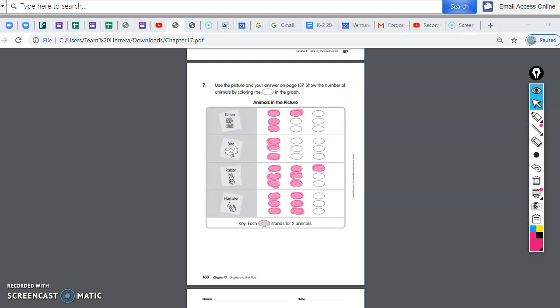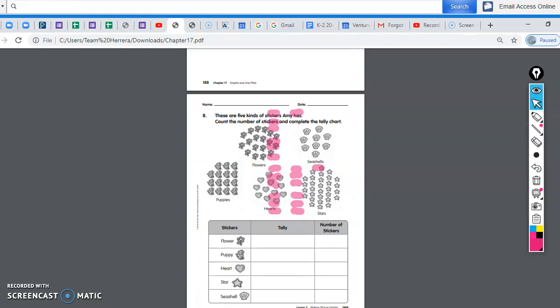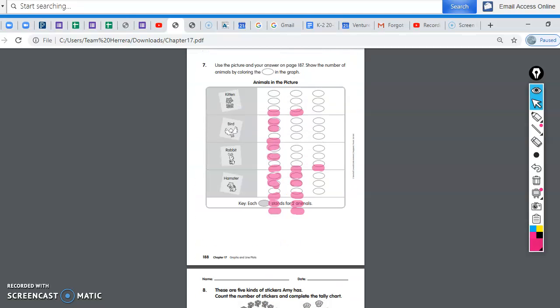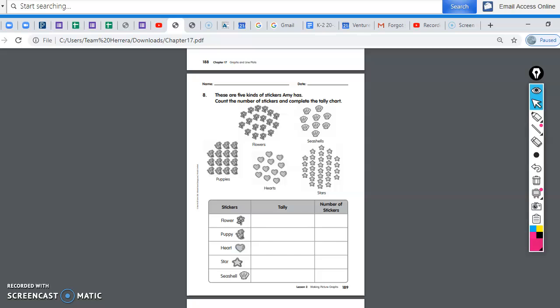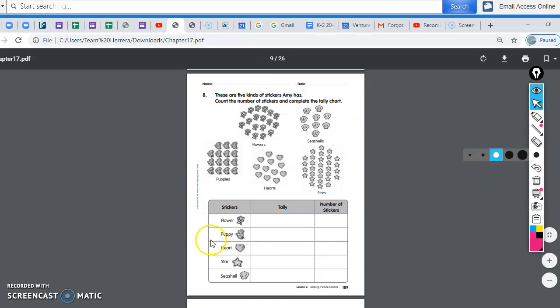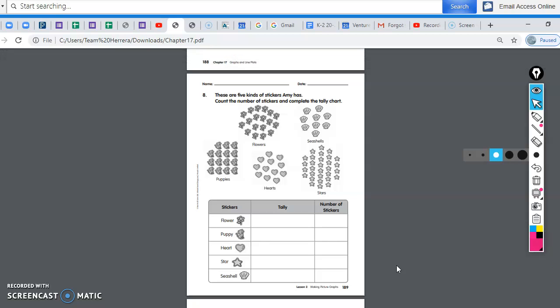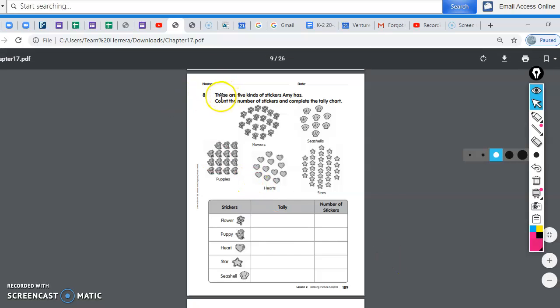We're going to go ahead and look now on page, let me quickly clear the screen, sorry. We're going to look on page 189. I do want everyone to do page 189. You're going to count all the different kinds of stickers here. It says, these are 5 kinds of stickers Amy has. Count the number of stickers and complete the tally chart.